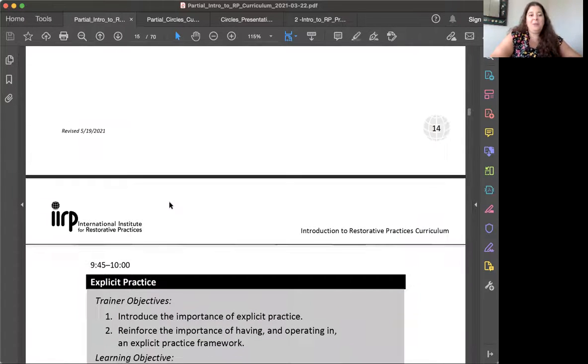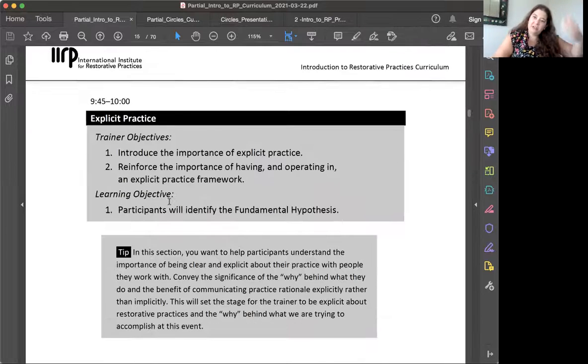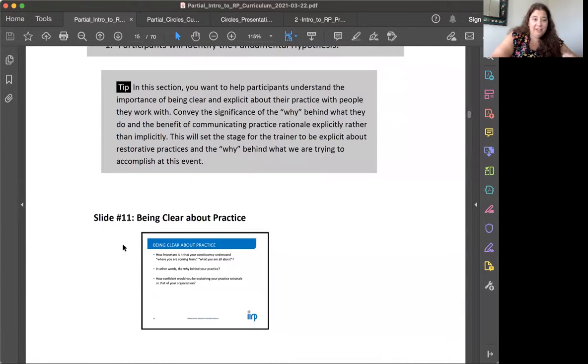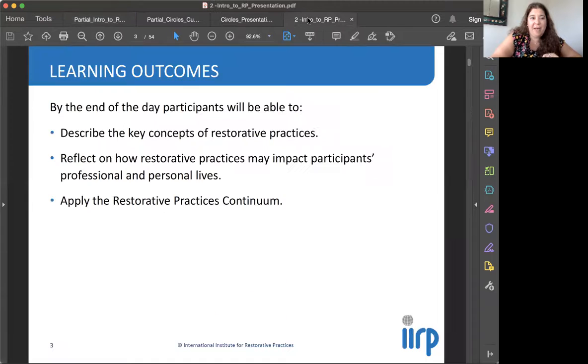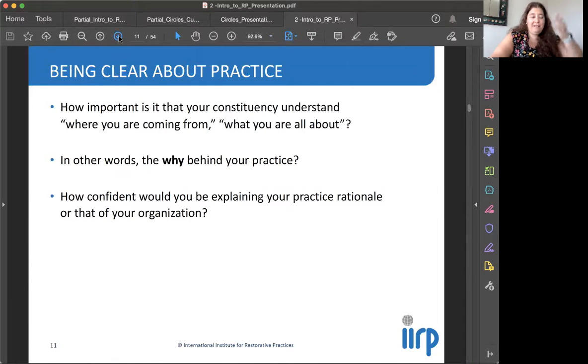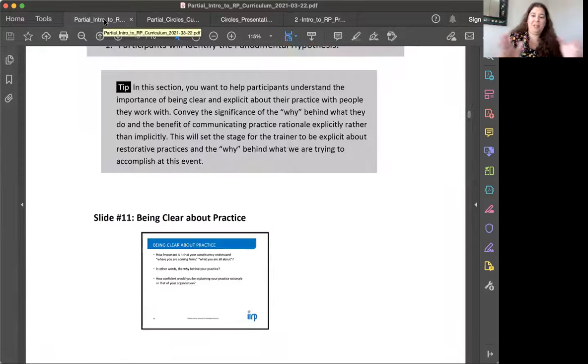So after that section, we move into where we start to really hone in and talk about explicit practice. So again, here you'll notice the shaded boxes, trainer objectives, learning objectives. And again, every time there's a slide, like there is here, slide 11, we can flip back to the slide deck and it'll be right there with you. So you'll be able to have the slide in front of you in the curriculum that matches, again, the slides that will be up on the screen.